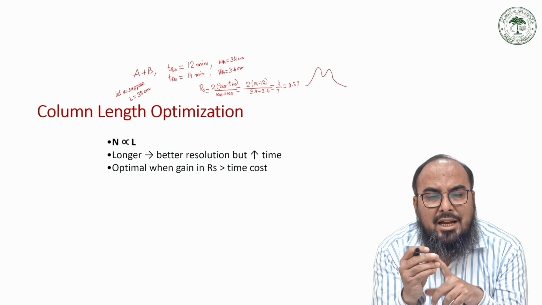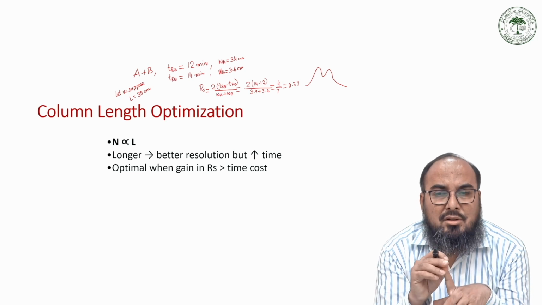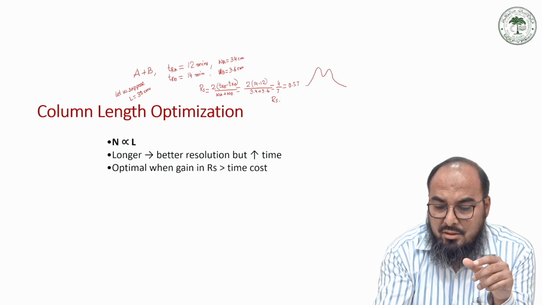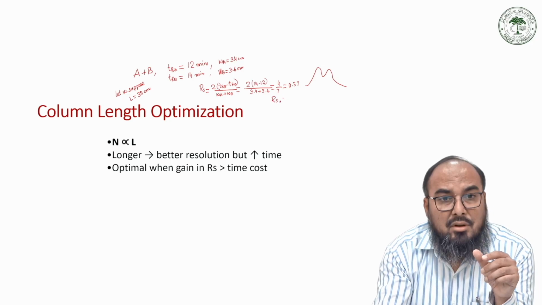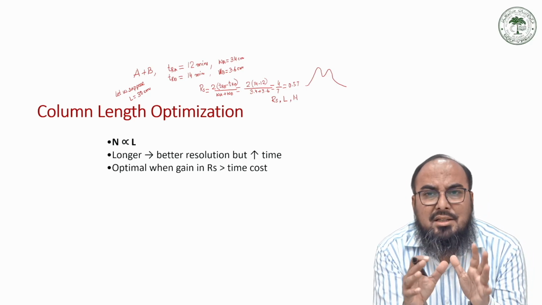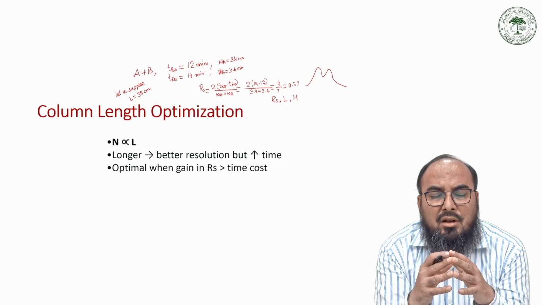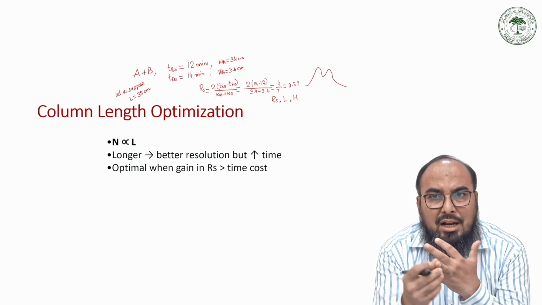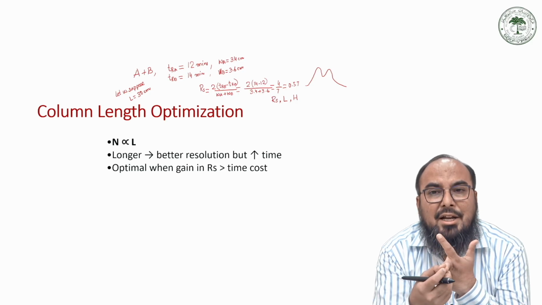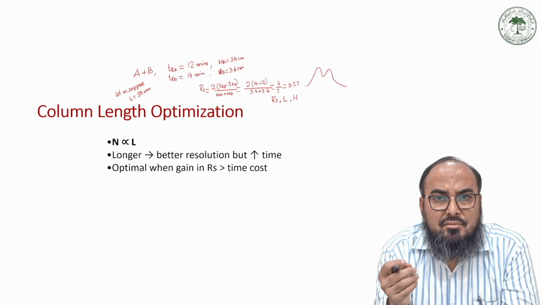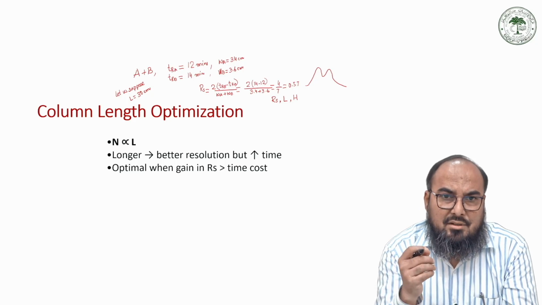So now it's time to do optimization with regard to R, with regard to L, and with regard to H. Let us see how we are going to optimize our resolution, the length of the filled column, and the height equivalent to theoretical plate. Let us calculate the number of theoretical plates first.